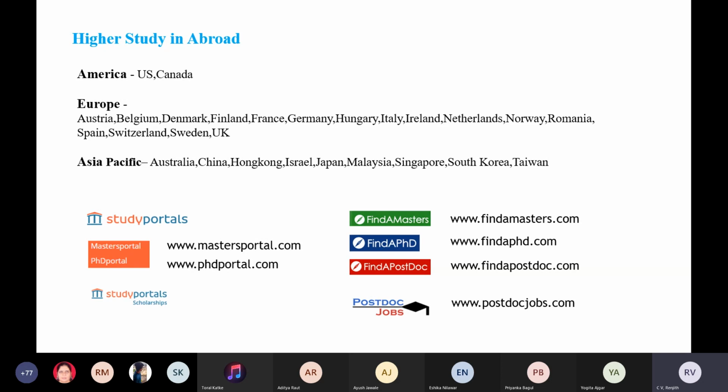So you need to see the research facilities available there, and you can choose these universities accordingly. That's very important. You can find a lot of information from study portals. This is the best site for higher education abroad, and FindMasters is another site where you'll get a lot of information.